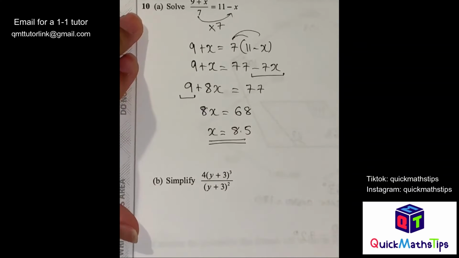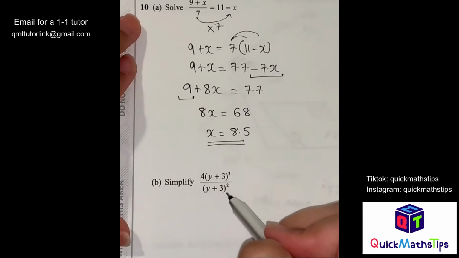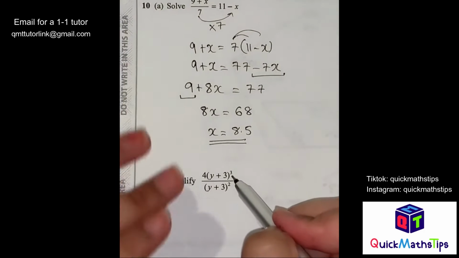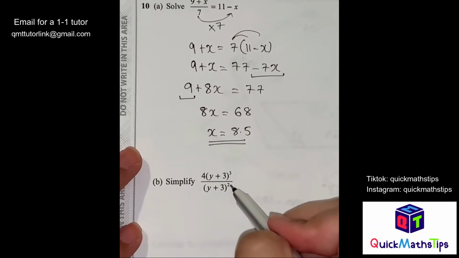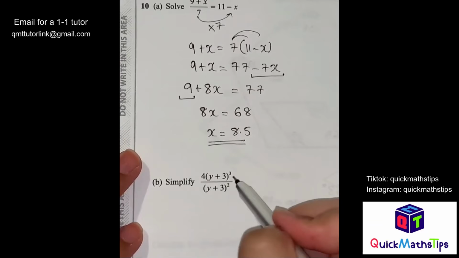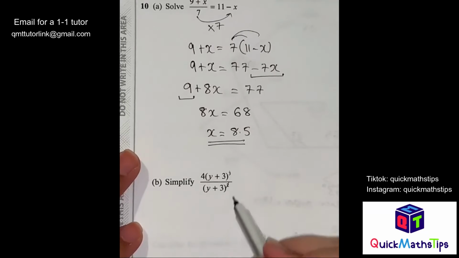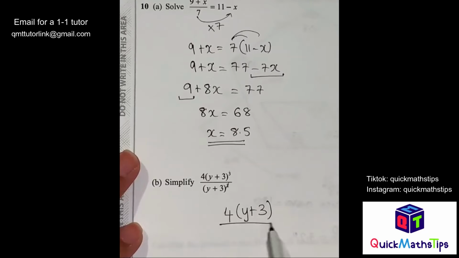Okay? Now for the next question, when you're dividing, your indices subtract. So you've got 3 here and you've got 2 here. 3 take away 2 is 1, so this cancels out and you're left with just 4 bracket y plus 3. That's it. That's your final answer, because there's now a 1 at the bottom.